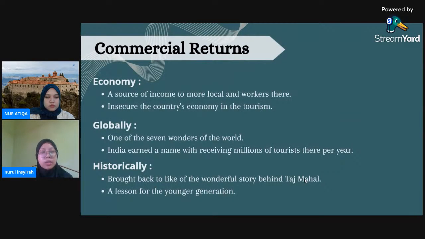Then, commercial returns. For the economy, first, a source of income to more local and workers there. For the second one, it secures the country's economy in tourism. The second one, globally, one of the 7 wonders of the world. India earned a name with receiving millions of tourists there per year. And lastly, historically, it brought back to light the wonderful story behind Taj Mahal and a lesson for the younger generation.